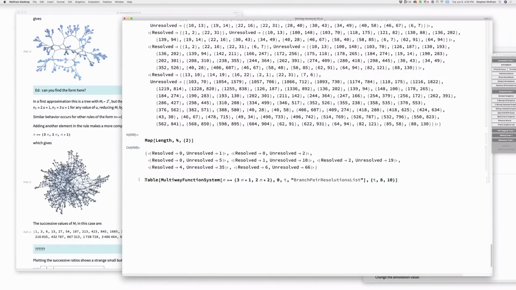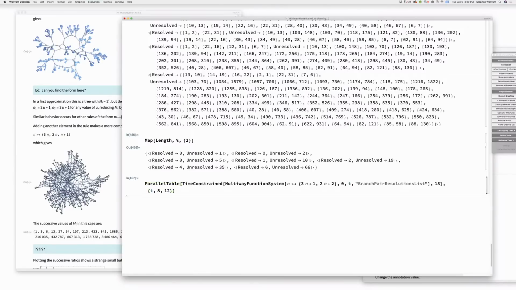Let's live dangerously there. Let's go parallel. By the time we're going parallel, what we might as well do is put in time constrained. And how long do we want to wait? Let's wait for 15 seconds. And let me just go up to 12 here. We're not probably going to get very far, but since we're just running them in parallel on different machines, it doesn't really matter. And assuming that the time constraint actually works, because it should take a maximum of 15 seconds here. So much for that.